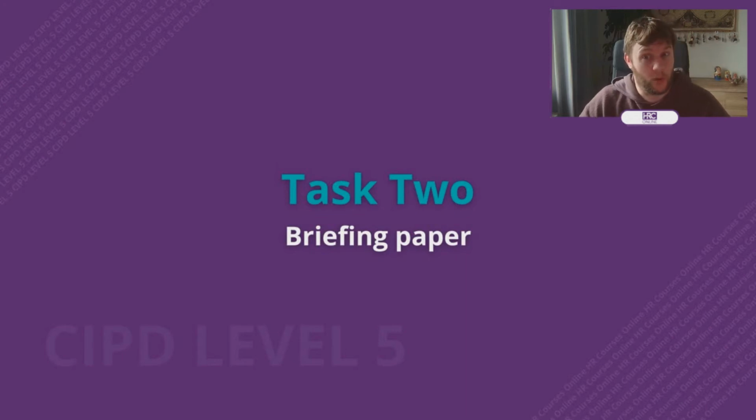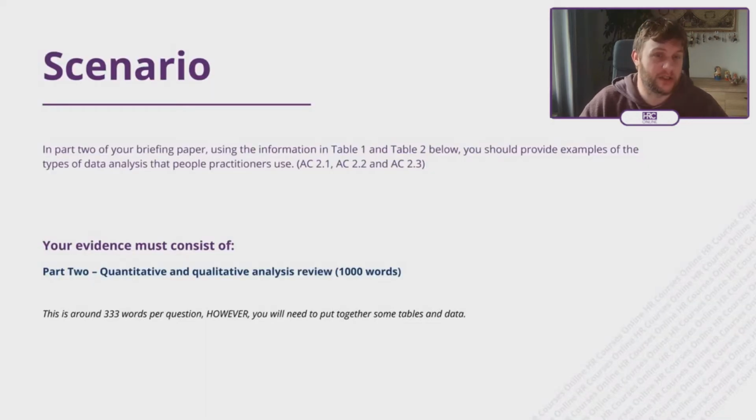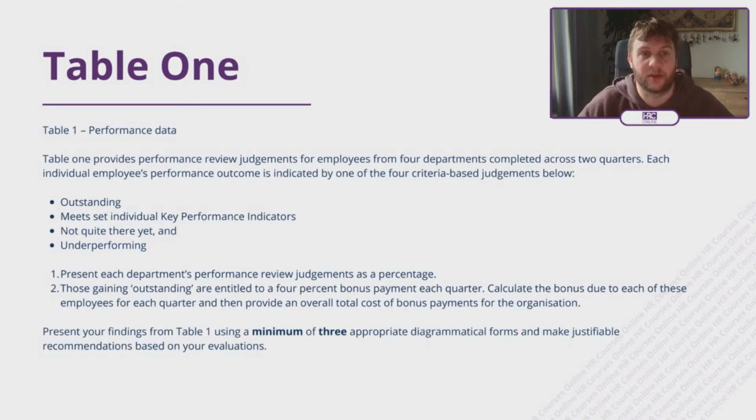Now, task 2, and I'm going to look at the questions for task 2, because in task 2 of your briefing paper, using table 1 and table 2 below, you should provide examples of the type of data analysis that people practitioners use in AC 1.1, AC 2.1, AC 2.2, and AC 2.3. Your evidence must consist of quantitative and qualitative analysis review in 1,000 words. This is around about 333 words per question. However, you need to put together some tables and graphics. It does state that in the questions, and it's something that you need to be aware of.